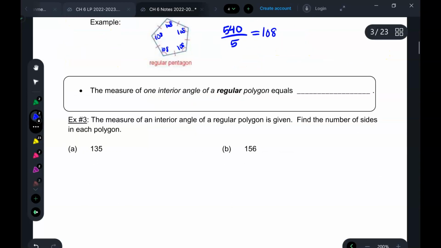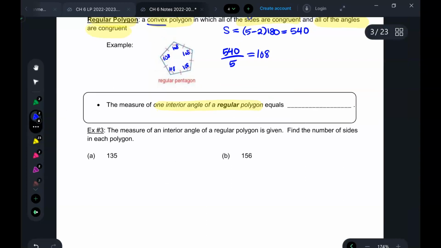So what if I wanted to come up with a formula for one interior angle of a regular polygon? Do we have a formula for the sum? What was that? S equals n minus 2 times 180. And then what do we divide by? The number of sides, n.